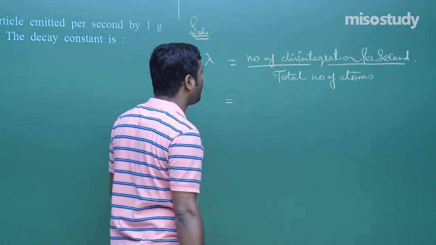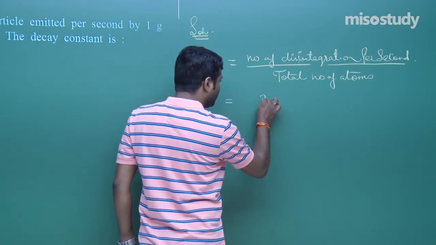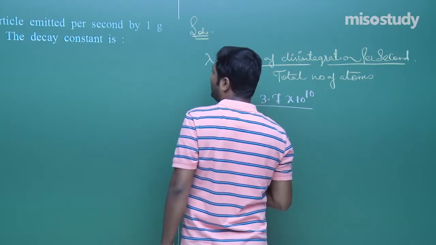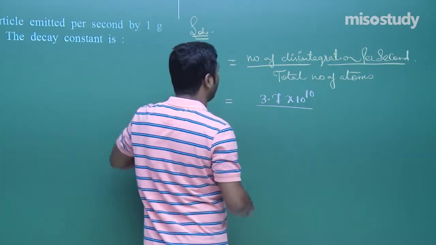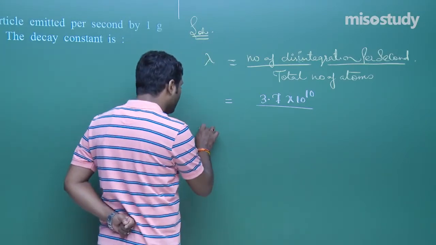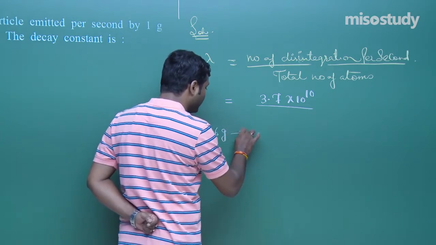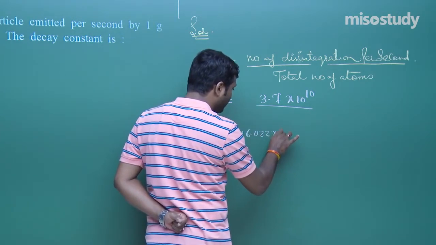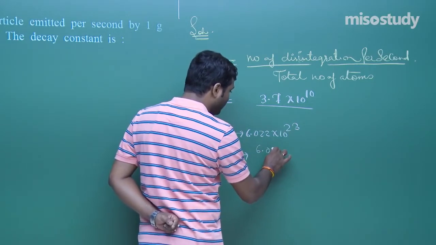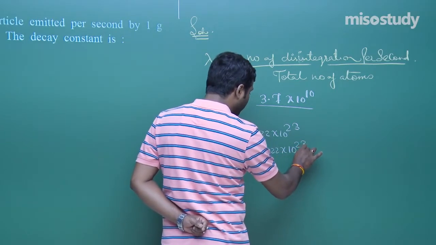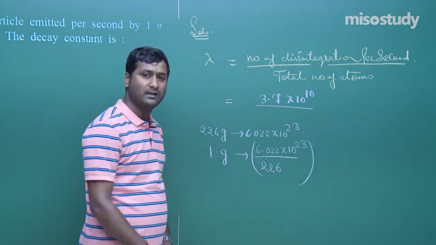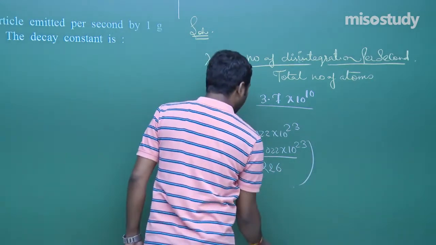What is given here? Number of disintegrations per second is 3.7 × 10^10, my friend, divided by the number of atoms in Ra, which is 1 gram. Clear to you? How many atoms in 1 gram? We know 226 grams contains 6.022 × 10^23 atoms. So 1 gram will contain 6.022 × 10^23 divided by 226 atoms. So put this value here, you will get the output.